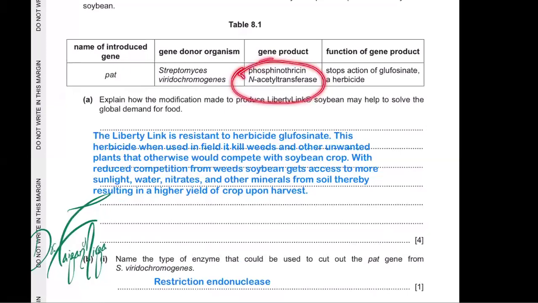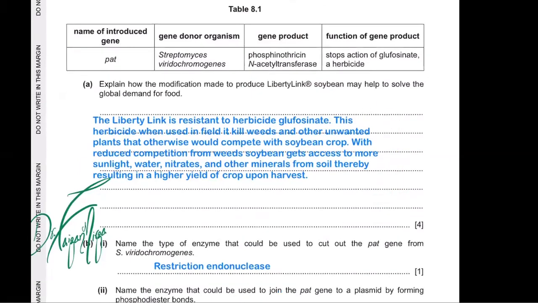The function of the gene product is that it stops the action of glufosinate herbicide. So glufosinate is the herbicide. We know herbicides are used to kill weeds. So if you are growing this genetically modified crop, you can freely spray glufosinate there. Glufosinate will keep on killing the weeds without affecting your genetically modified crop. Why? Because it has an alternate enzyme that keeps continuing the function, and it is not affected by the glufosinate.